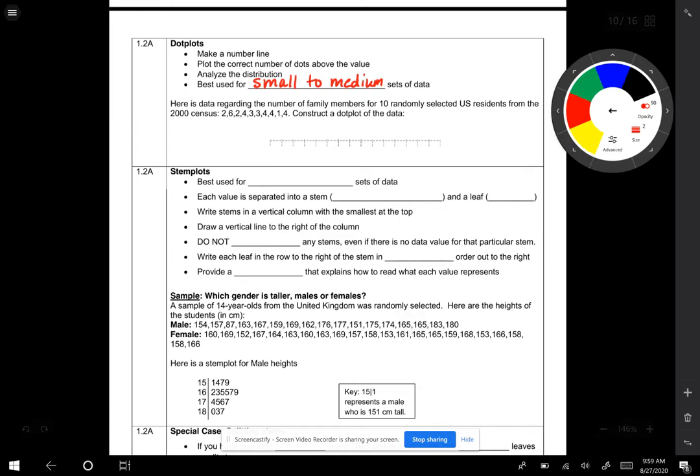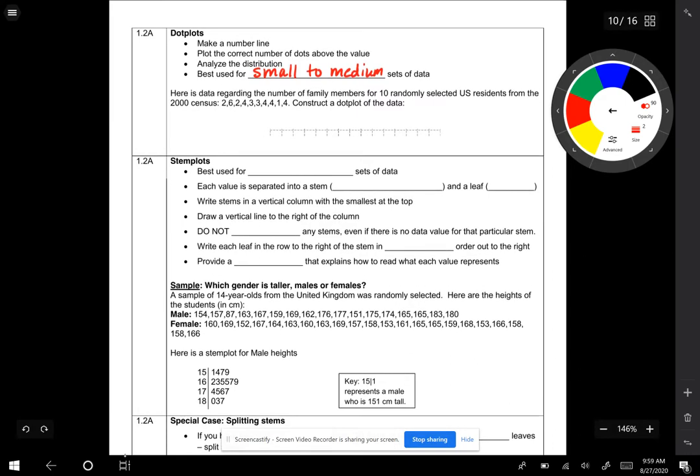So this data set is very small, and the biggest number is 6. So I'm just going to number from 0 to at least 6. Then label the horizontal axis, number of family members, because you always want to label your graphs. And then I'm going to start plotting.